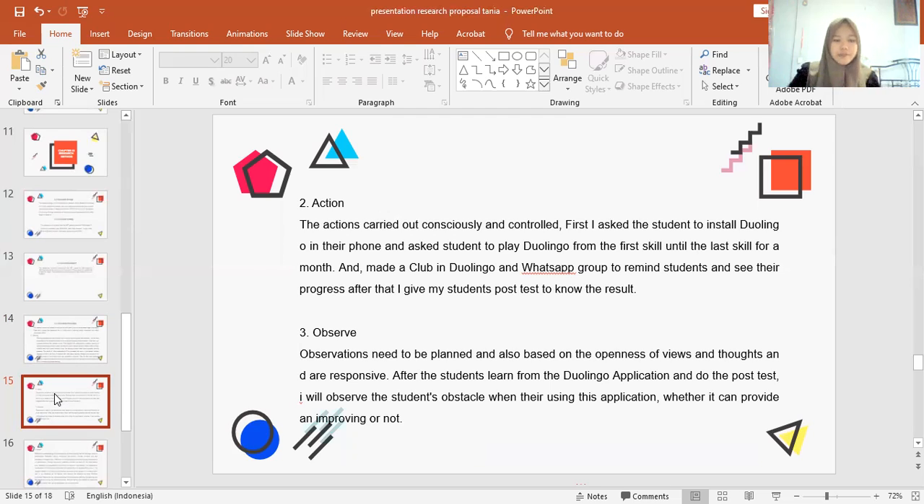The third, observe. Observation needs to be planned and also based on openness of views and tools, and be responsive. After the students learn from the Duolingo application and do the post-test, I will observe the students' obstacles when they are using this application, and whether it can provide an improvement or not.